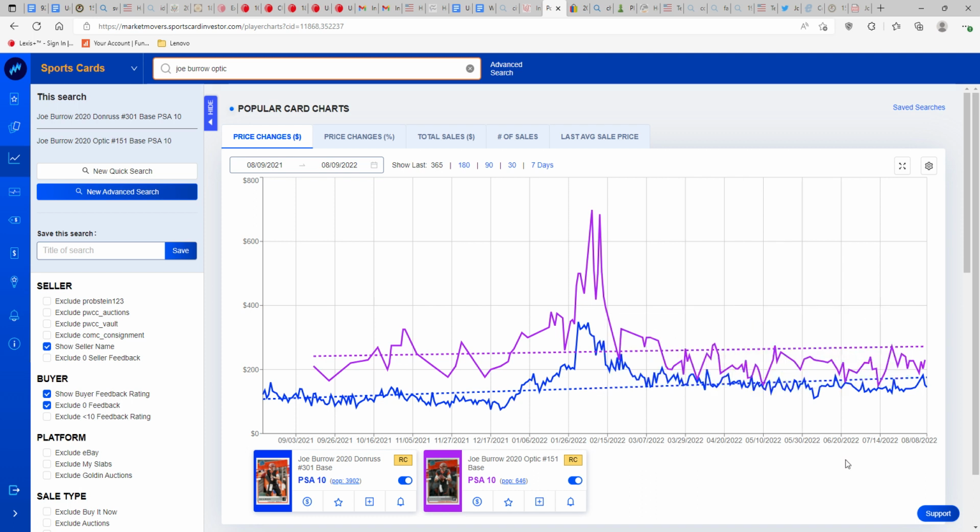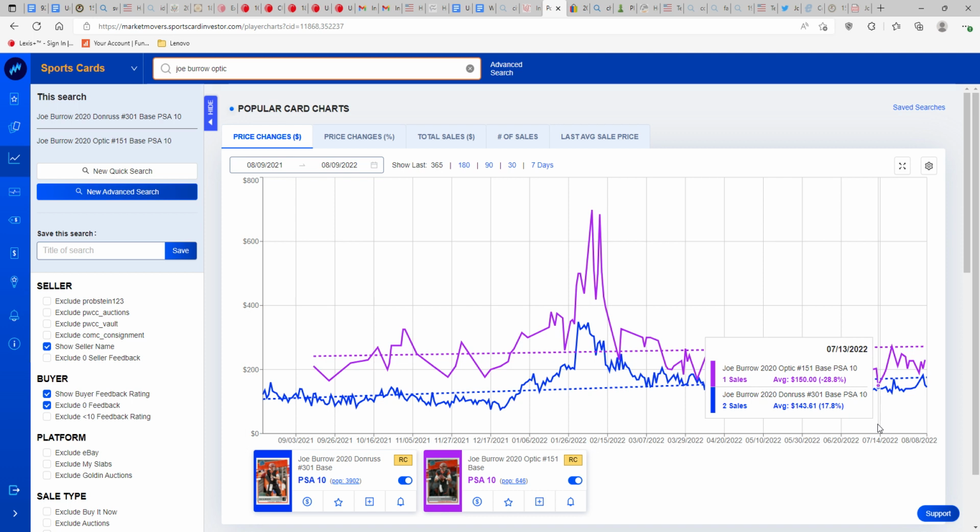But now let's take a look at the graph more recently. You might notice that earlier last year, there was a pretty large gap in the value of these two cards. There was a lot of space between the lines. However, when we look at the card today, we're seeing that the graph has narrowed. For example, right here on July 13th, these cards were selling at almost the same price. The Donruss base was selling at $143 and the Optic base was selling at $150.